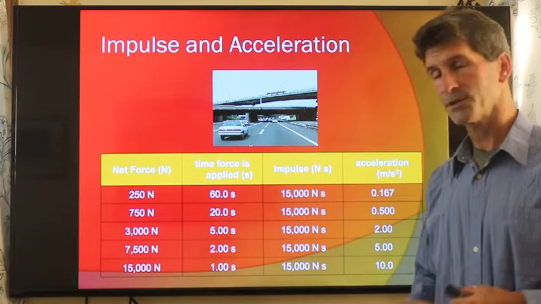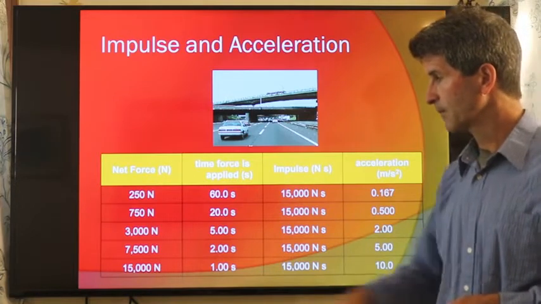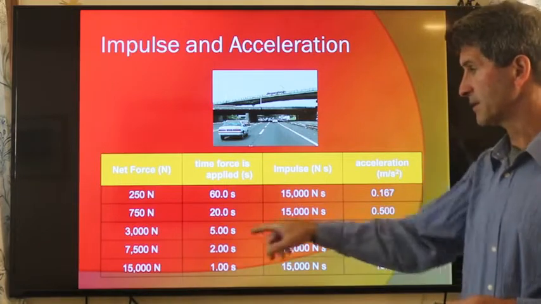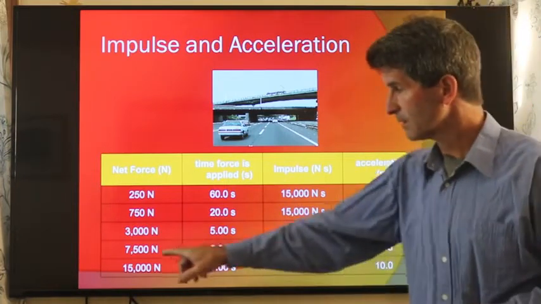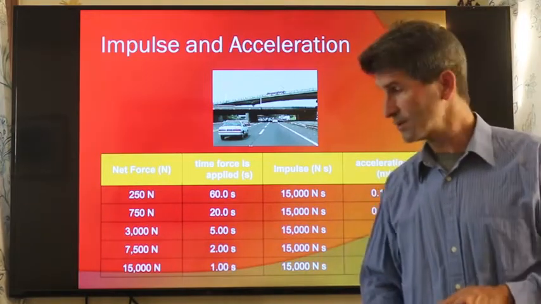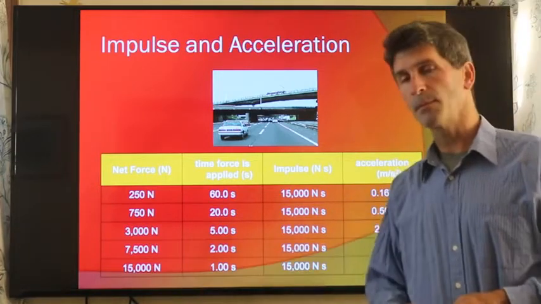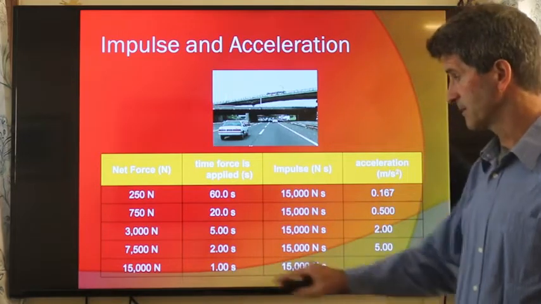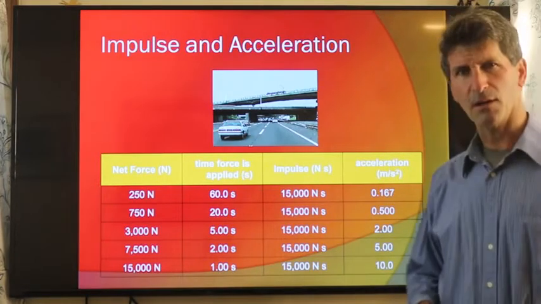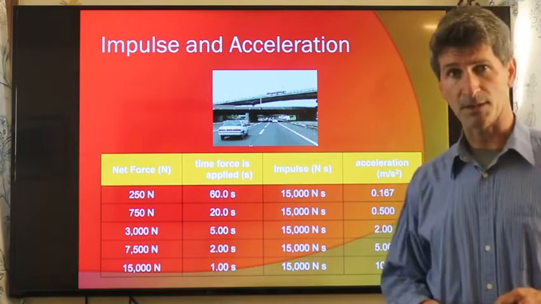If I triple the force, as you might expect, it would take me 1/3 the time to get that impulse. Increase the force even more to 3,000 newtons, and now it only takes 5 seconds to get there. Increasing even more, now we're down to 2 seconds at 7,500 newtons, and our maximum, a high-performance sports car, would probably be able to get me to 15,000 newtons in 1 second. And also notice the different accelerations. The best car, with high-performance tires, could really accelerate at about 10 meters per second squared.